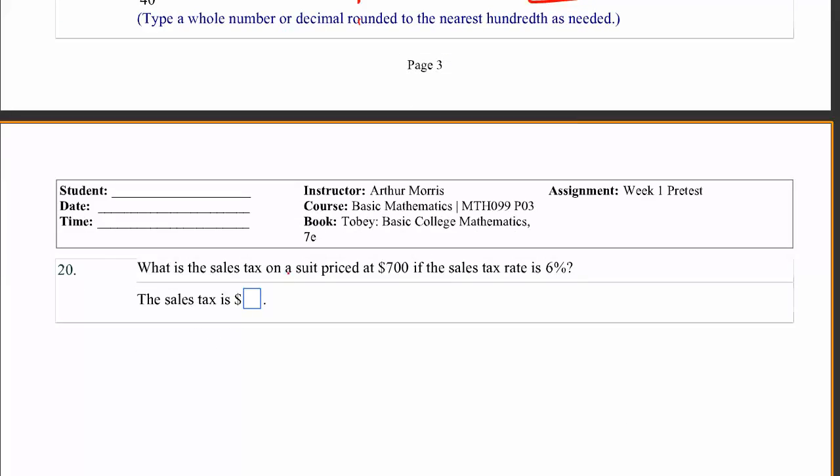Okay, it says, what is the sales tax on a suit priced at $700 if the sales tax rate is 6%? So that's that percent equation. Amount equals base times rate. We're trying to find the amount, the tax amount. The base is $700. That's how much the suit costs. The rate is 6%. So 6% as a decimal is 0.06. Or you can do 700 times 6 divided by 100. It gives you the same result. So that tells me that my tax amount is $42.